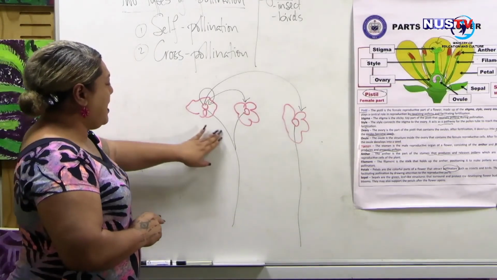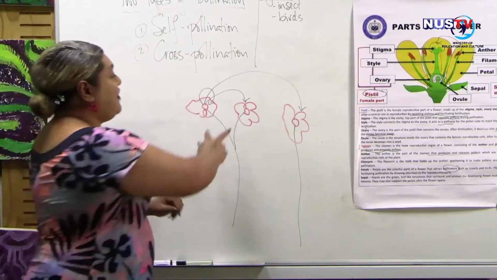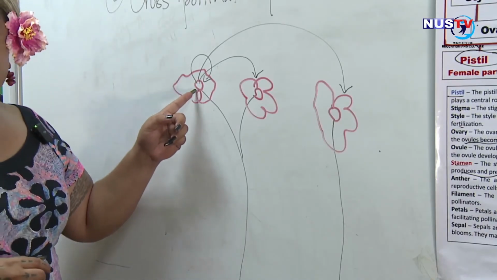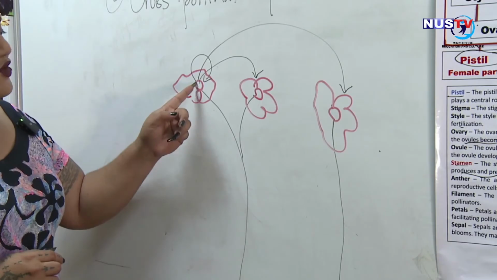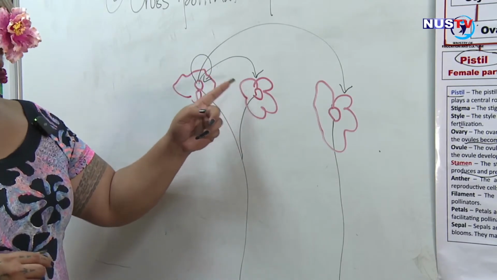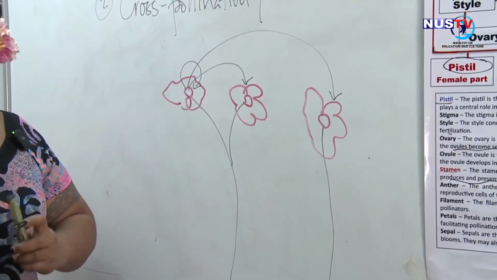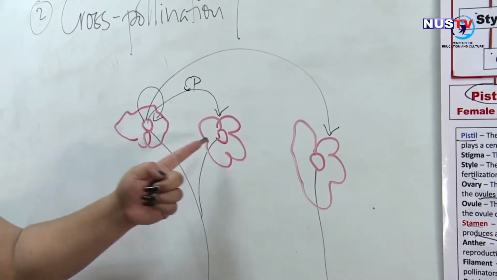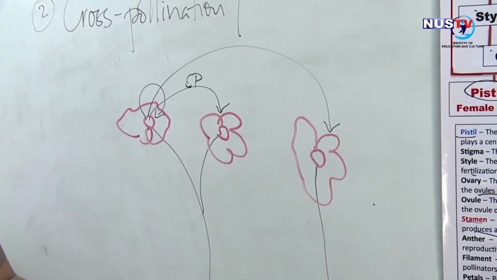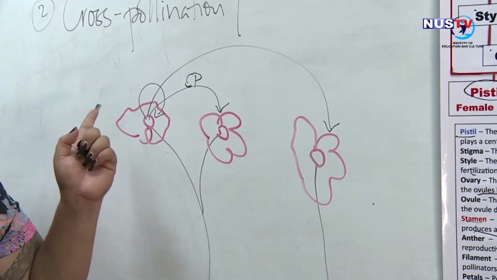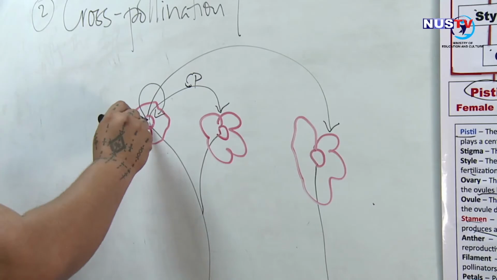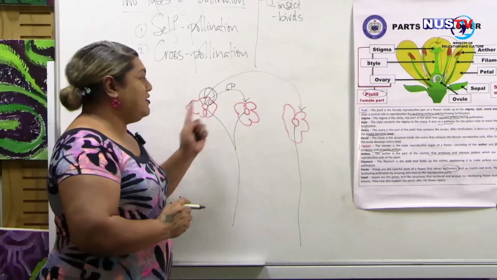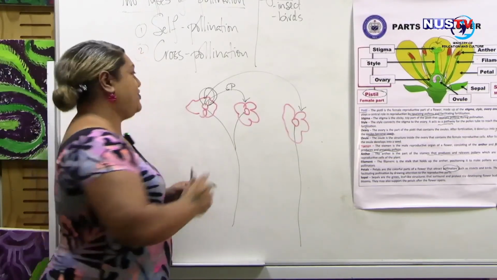So this is the same plant, and it has two different flowers. If the pollen from the same or a different flower of the same plant is transferred to another flower, that is an example of self-pollination. It is self-pollination because it is the same plant. If it is a pollen from the same flower, its pollen is transferred to its own stigma, that is also an example of self-pollination.